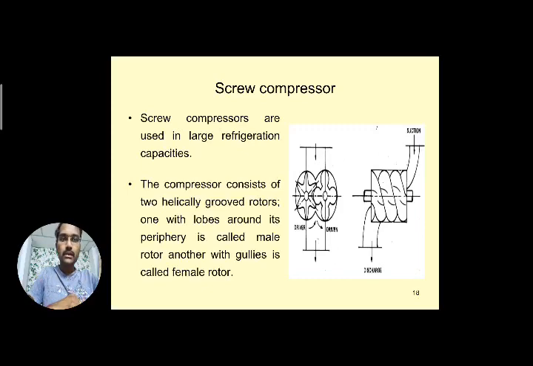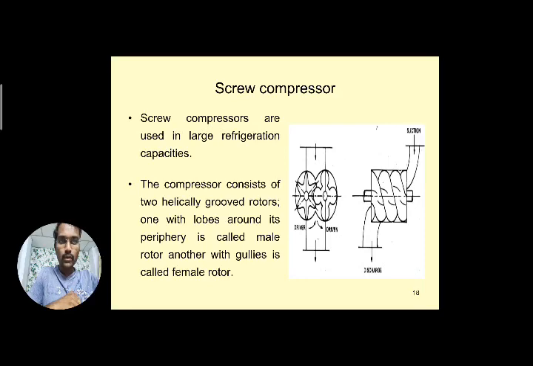The compressor consists of two helically grooved rotors. You consider these are the rotors. At the other side there is a driver, and you can see this side as a driven. You can see the side view of that. So two helically grooved rotors, one with lobes. You can see lobes are present here around its periphery, and the one with lobes is called the male rotor.